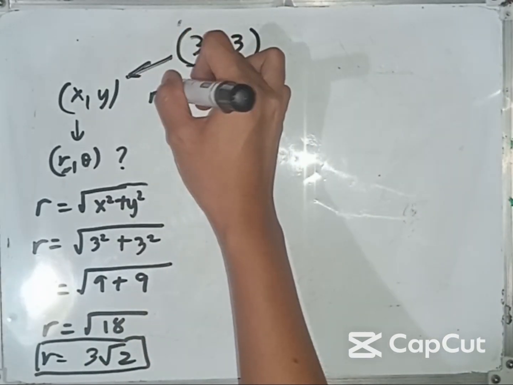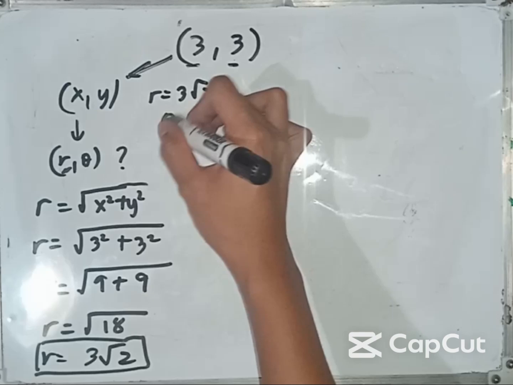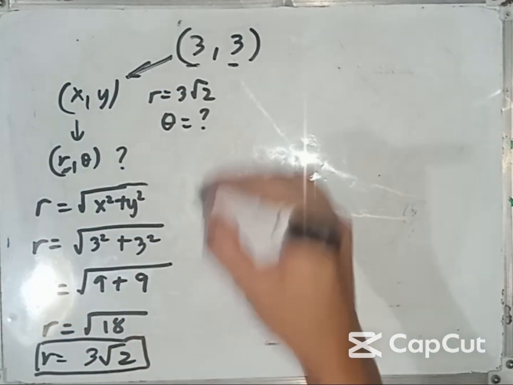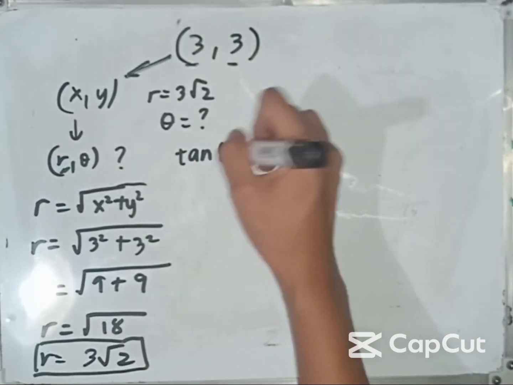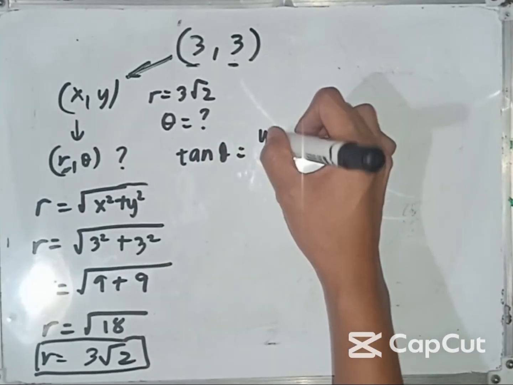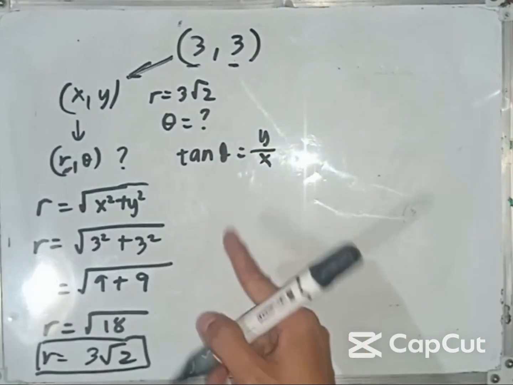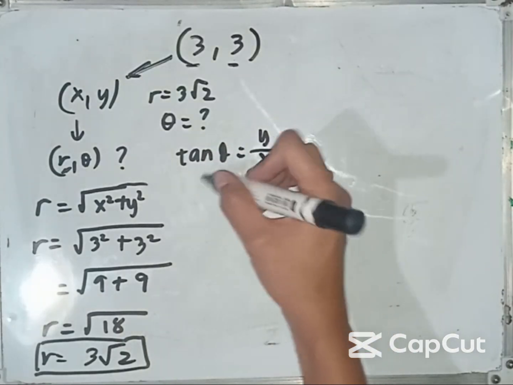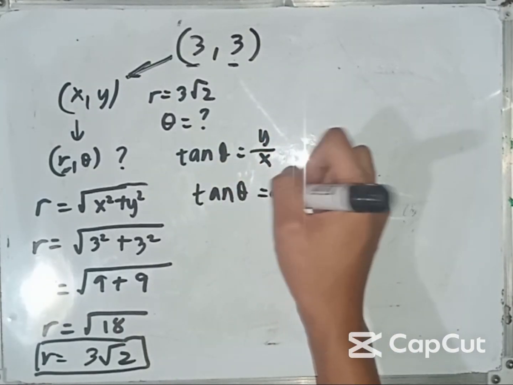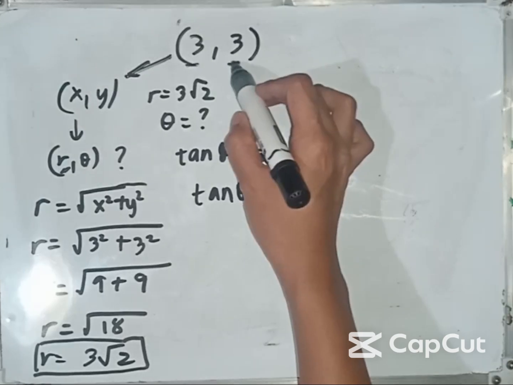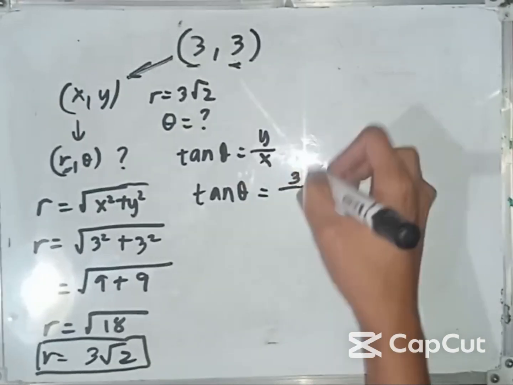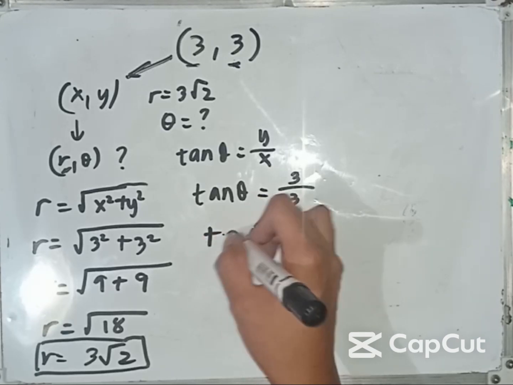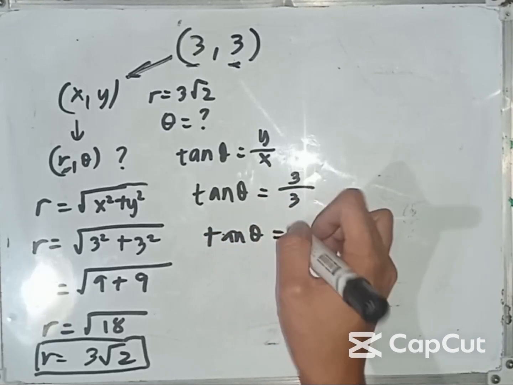So, for our theta, how will we find this theta? To find theta, we'll use the definition of tan theta, which is y over x. Let's substitute the given values. Tan theta is equal to, our y is 3 and our x is 3. We can still simplify 3 over 3 to 1. So, tan theta is equal to 1.